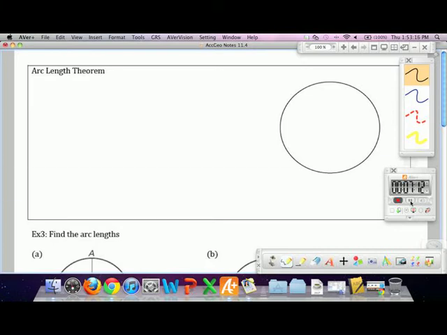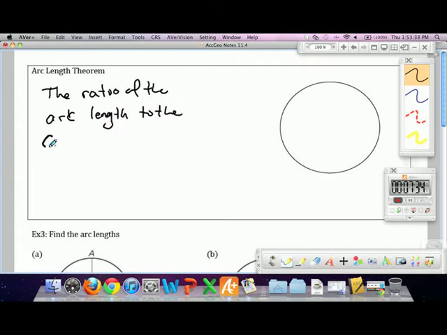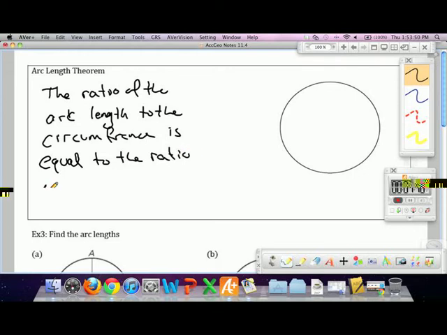The arc length theorem says that the ratio of the arc length to the circumference is equal to the ratio of the arc measure in degrees to 360.